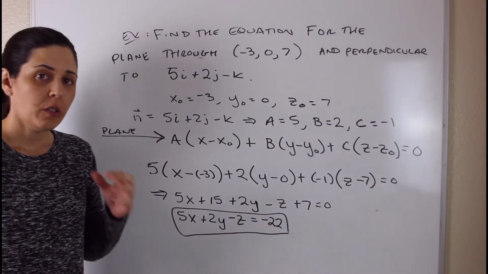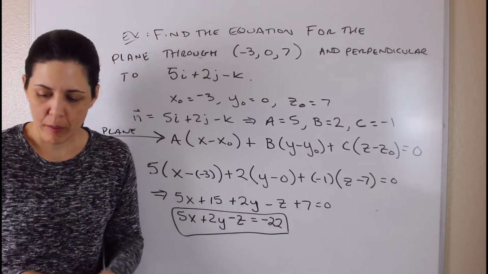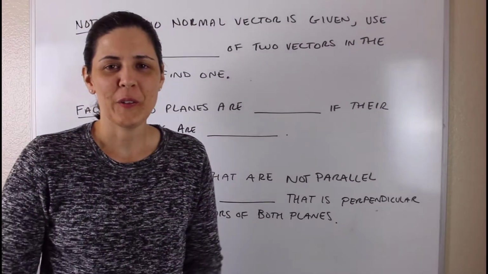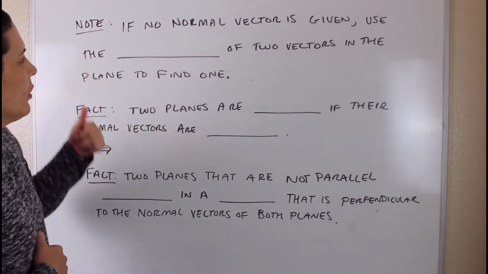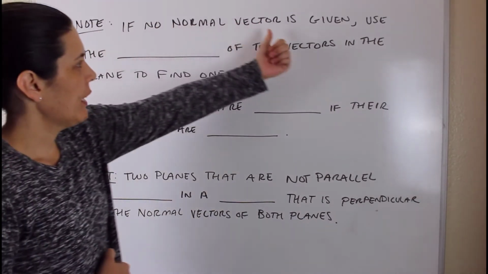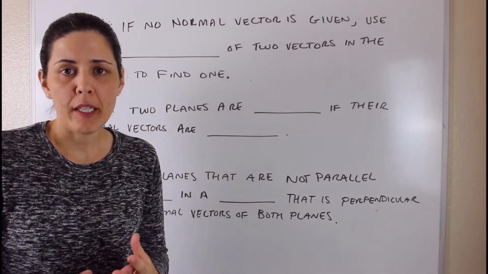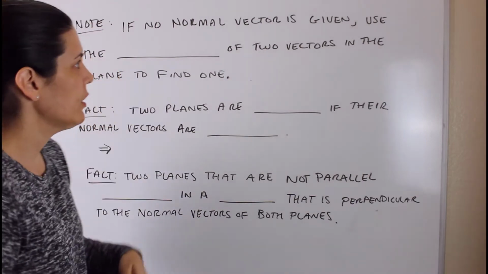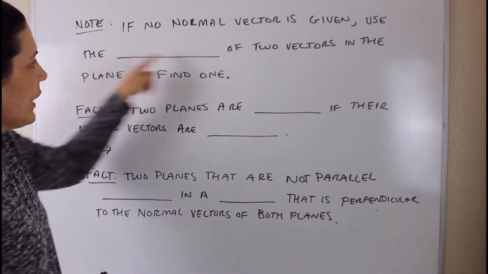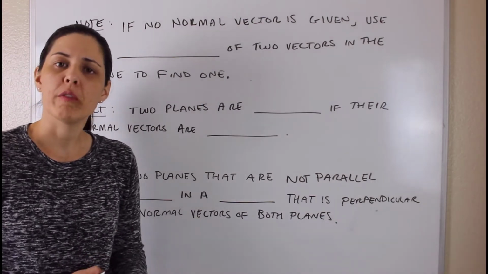Okay, so let me give you a note and some facts, and then we'll try another example out. Alright, so some information for you here. Let's start with this note. If no normal vector is given, so let's say you're asked to find the equation of a plane, but you don't have a normal vector, which you need to find that equation, you can use the cross product of two vectors in the plane to find a normal vector.